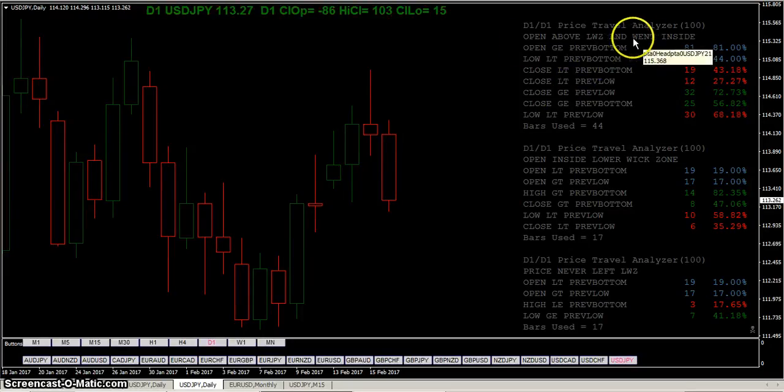And this one right here is set up for the wick zone. So if it opened above the wick zone and went inside, that's what we're saying. So let's see here. This opened above the lower wick zone and went inside. Okay. So the open was greater than the previous bottom 81% of the time, and the low was less than the bottom 44% of the time.